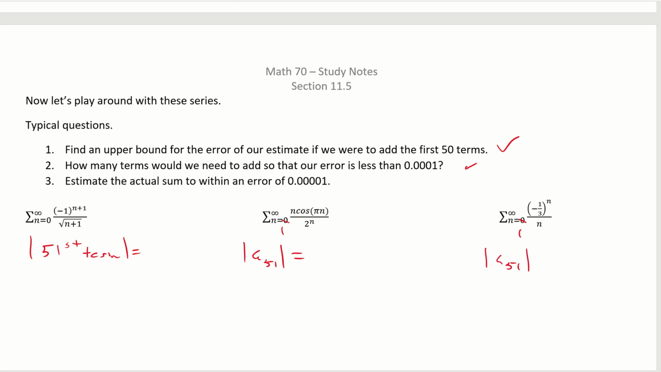Since we're going for the first 50 terms, what's the error? Well, in this case, it would be equal to 1 over the square root of 51 plus 1, or 1 over the square root of 52. Whip out the calculator. What do I get there? Let's see. So 1 divided by the square root of 52 is about 0.13. Did I do that right? That doesn't seem right. Okay, so we've got 0.138. I'm not sure I did that right.